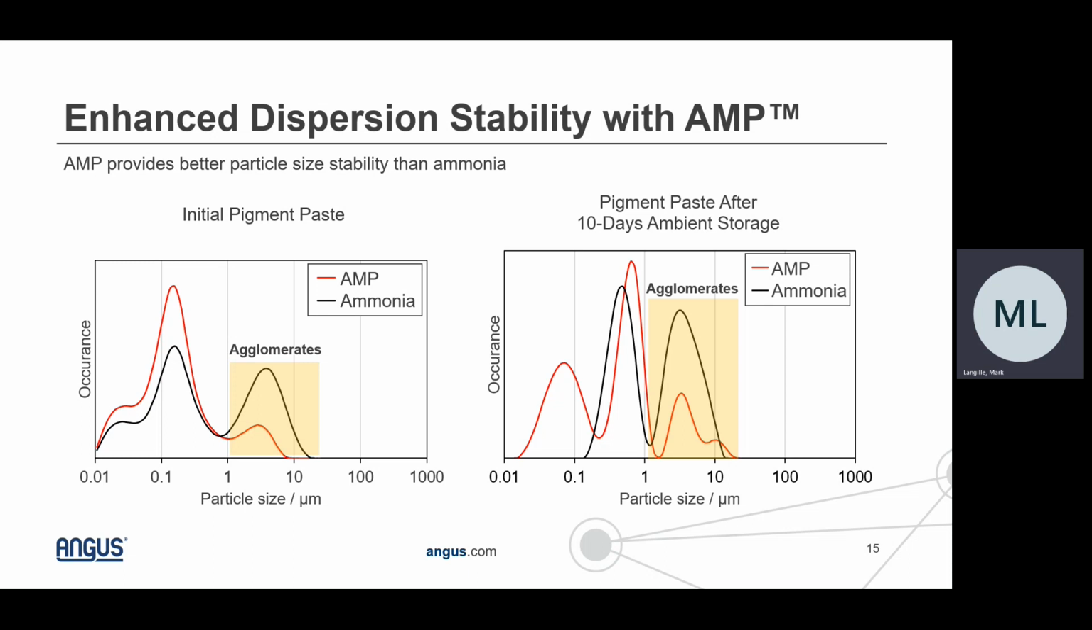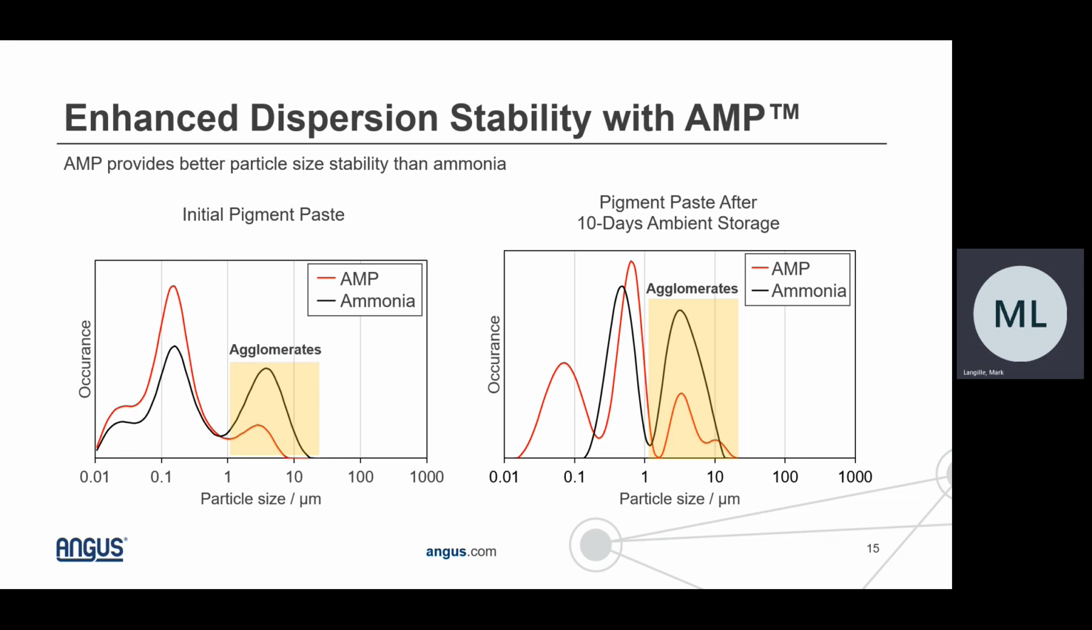The other benefit of AMP we found was around dispersion stability. The initial particle size measurements for both the AMP and ammonia-containing paste are shown on the graph on the left, with AMP having a lower number of overall agglomerated carbon black particles. That's the data in red.